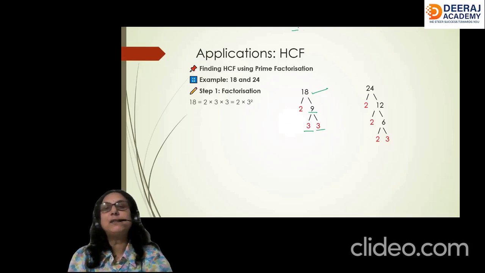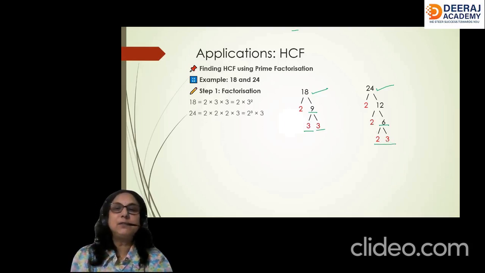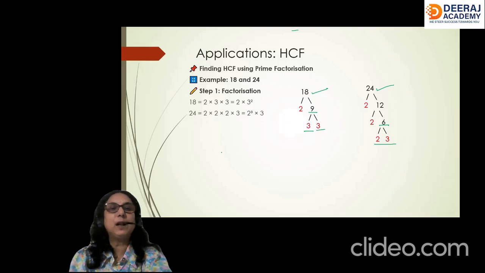Now we will factorize 24. So it's 2 times 12. 12 is not a prime number, so we will do it again. So 2 times 6. 6 is again not a prime number. So 2 times 3. So the factors of 24 are 2 times 2 times 2 times 3. 2 is repeated 3 times, so we can write it as 2 to the power 3 times 3.